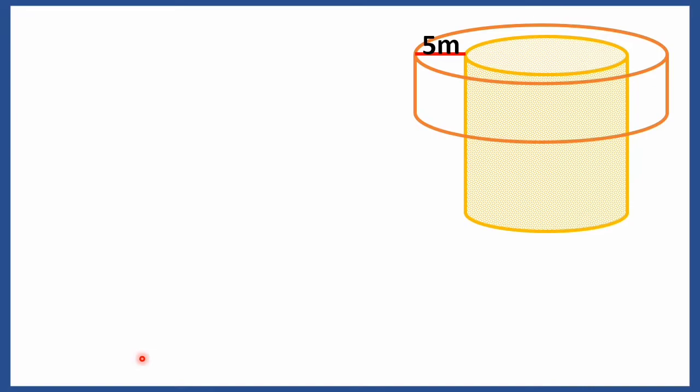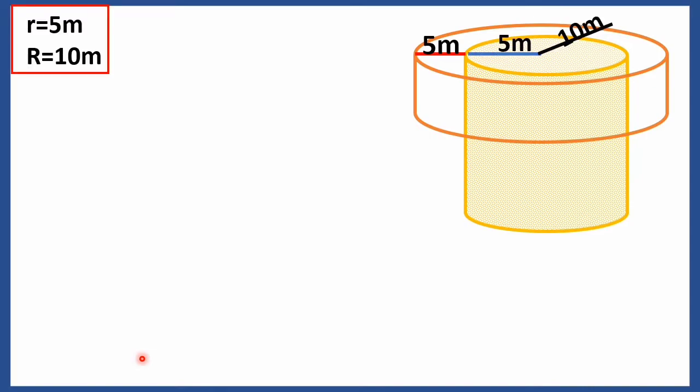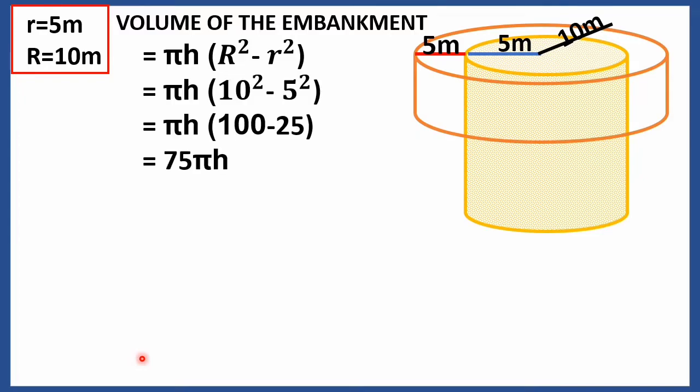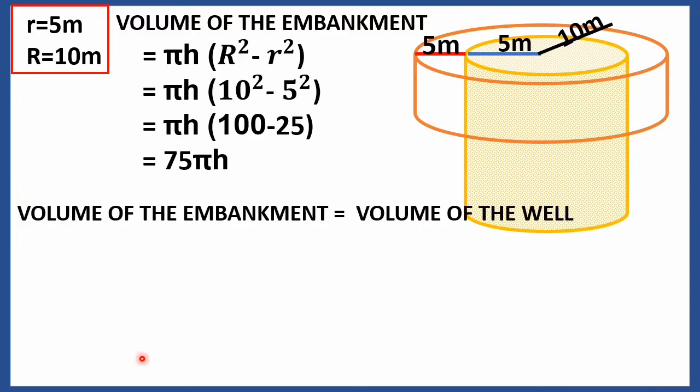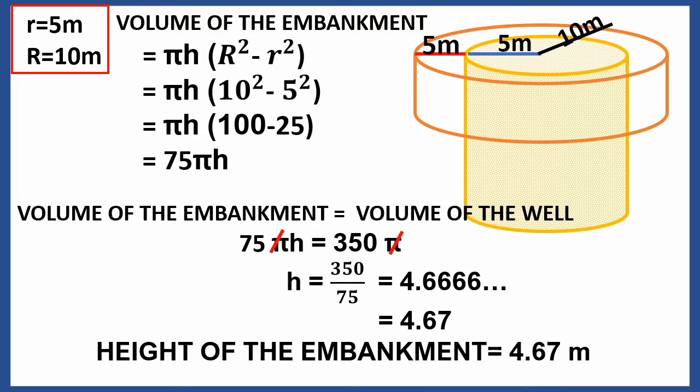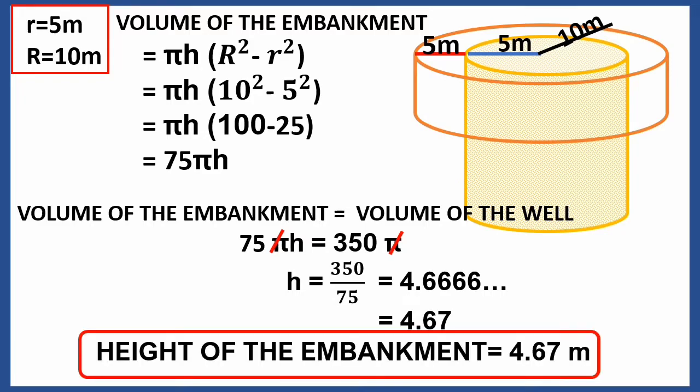Width is 5 meter. So inner radius 5 meter, we take the outer radius as 10 meter. It is the shape of a hollow cylinder. Volume of the embankment equals pi h, capital R square minus small r square. Substitute the values. After simplification we get 75 pi h. Volume of the embankment equals volume of the well. So equating both the volumes, pi will get cancelled. h equals 350 by 75, that is equal to 4.666. Here we approximate the value to two decimal places. We get height equals 4.67 meter.